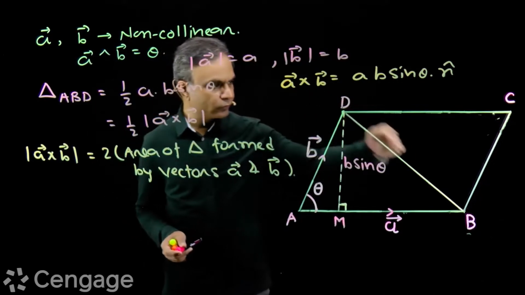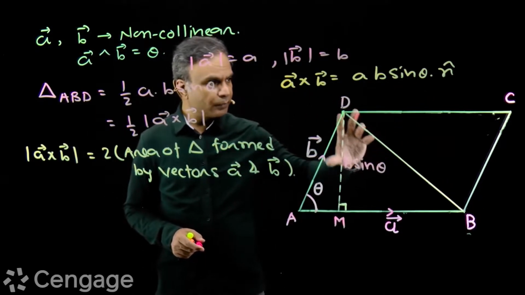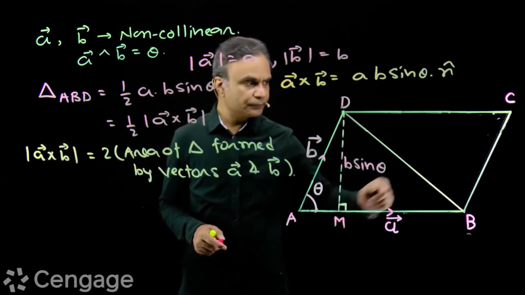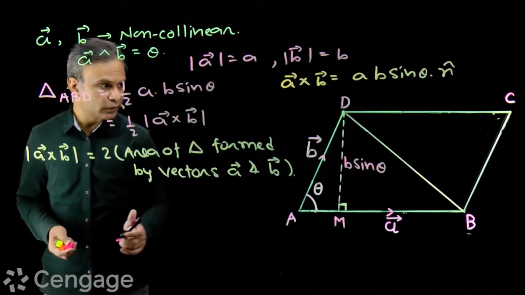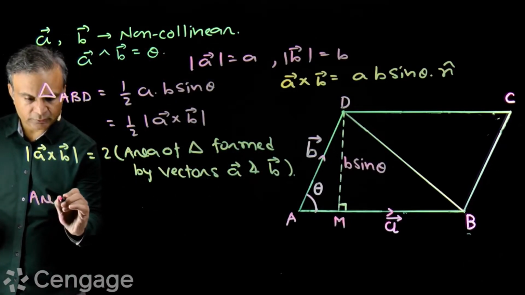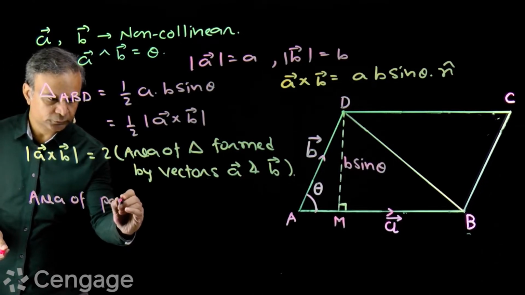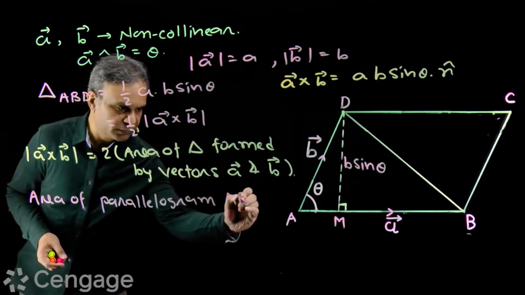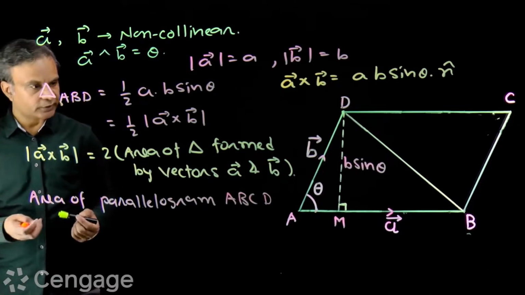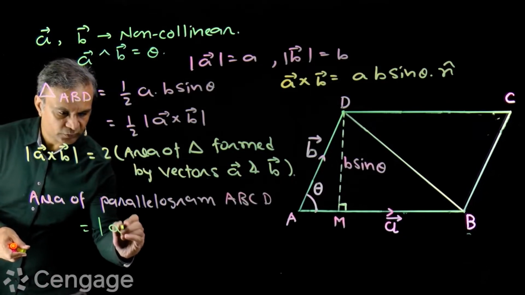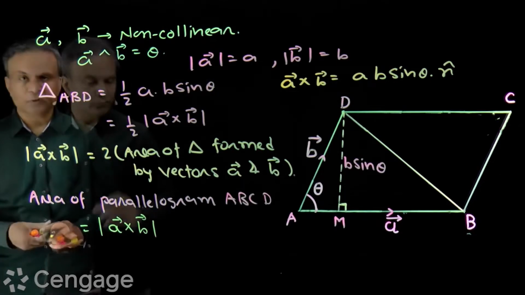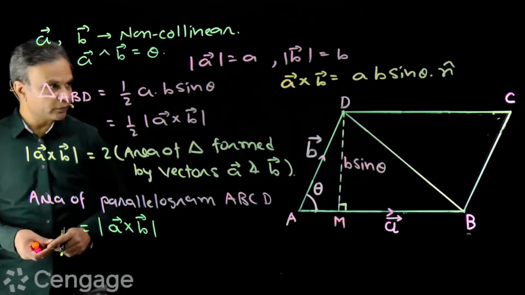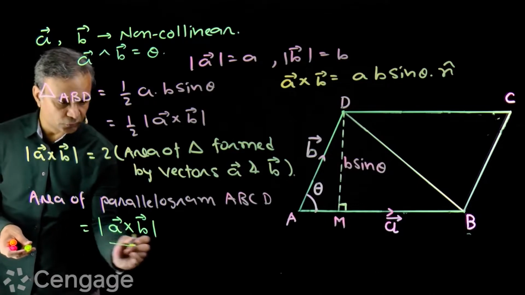Now we know that a diagonal divides a parallelogram into two parts of equal area. Area of triangle ABD will be same as area of triangle BDC. So the area of parallelogram ABCD will be modulus of A cross B. Half of modulus of A cross B is the area of triangle formed by vectors A and B. So the area of parallelogram formed by vectors A and B will be modulus of A cross B.